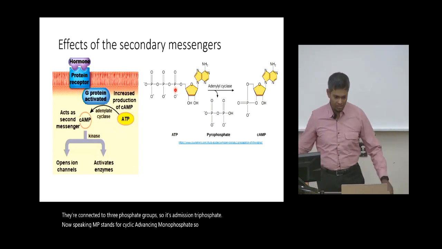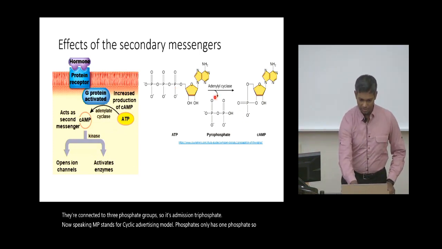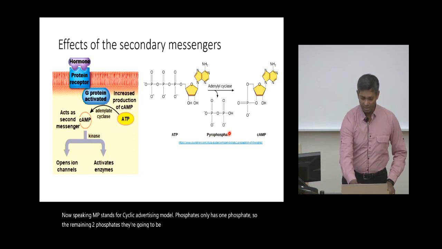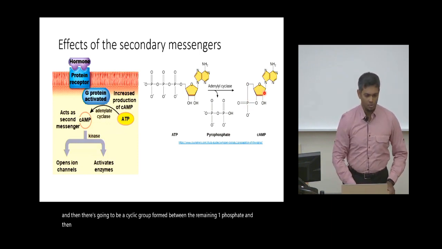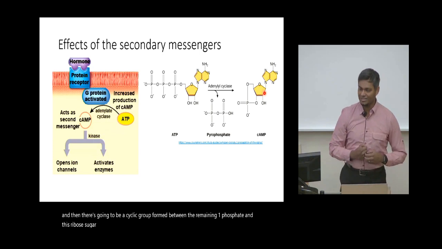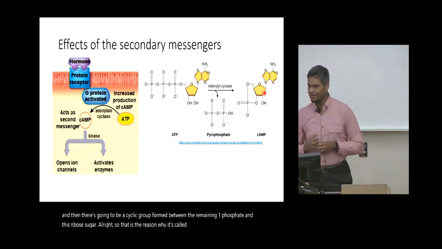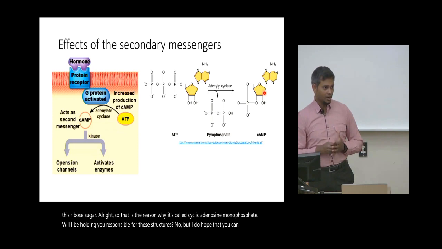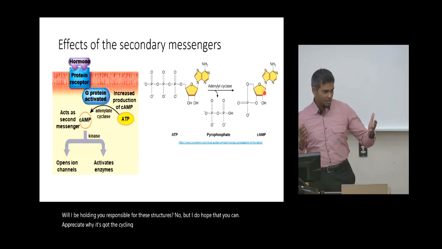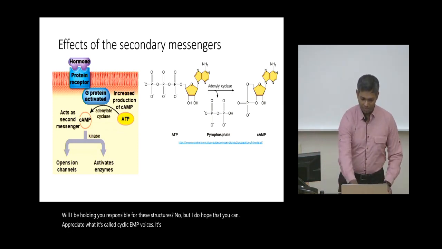So it only has one phosphate. The remaining 2 phosphates are going to be removed as pyrophosphate and released. And then there's going to be a cyclic group formed between the remaining 1 phosphate and this ribose sugar. Alright, so that is the reason why it's called cyclic adenosine monophosphate. Will I be holding you responsible for these structures? No. But I do hope that you can appreciate why it's called cyclic AMP versus its precursor ATP.